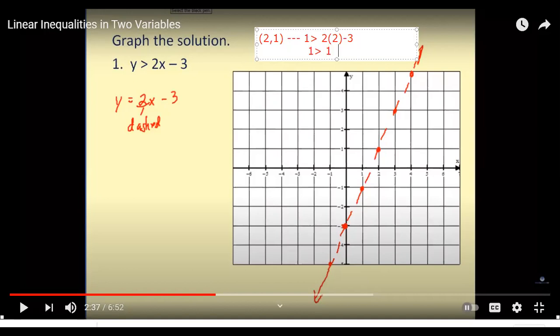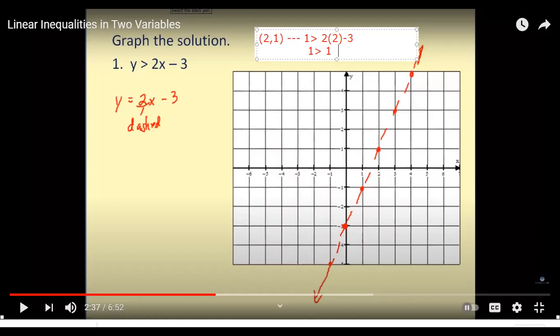Because all the points which belong to this line are not part of the solution, they will not satisfy the inequality. Okay, then to have greater than or less than, we said it's a dashed line. But why is this one a dashed line? Why, Farah Mahlab? Because it's not a solution for the inequality. Thank you.